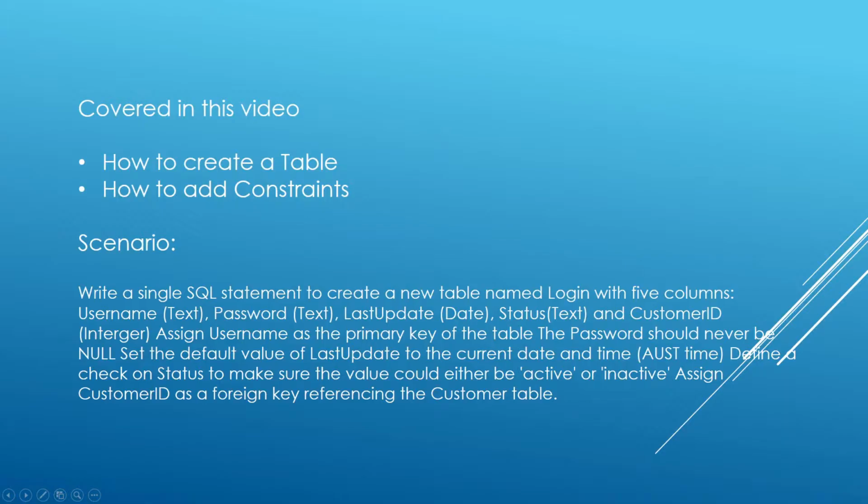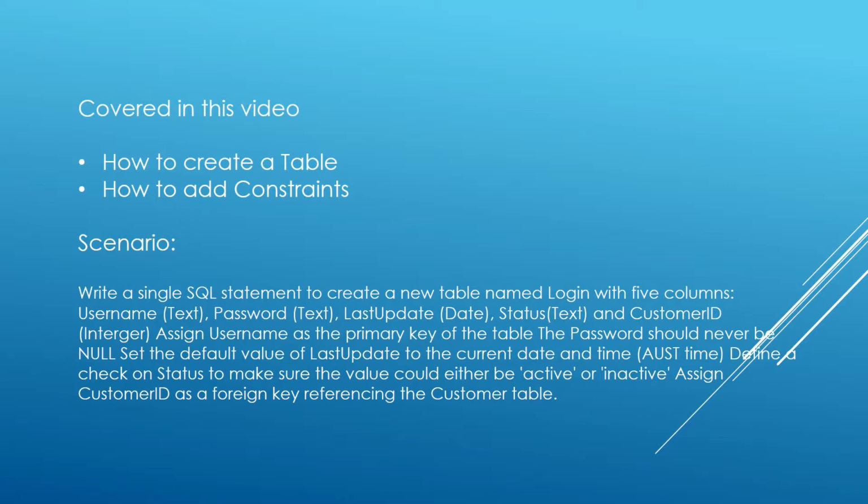So let's just go over our criteria again. So the username is going to be the primary key of the table. The password should never be null, so we've already addressed that by adding a not null constraint, which we have to all of our columns. Last update column is going to be the current date and time.